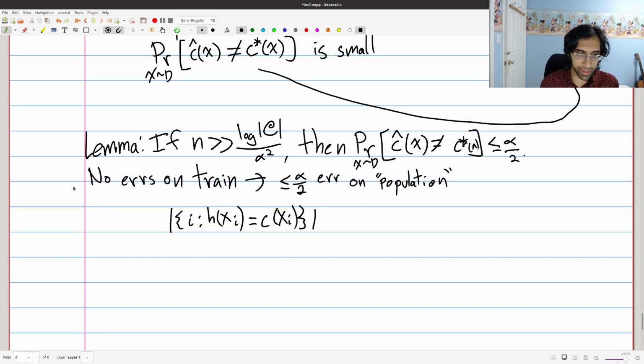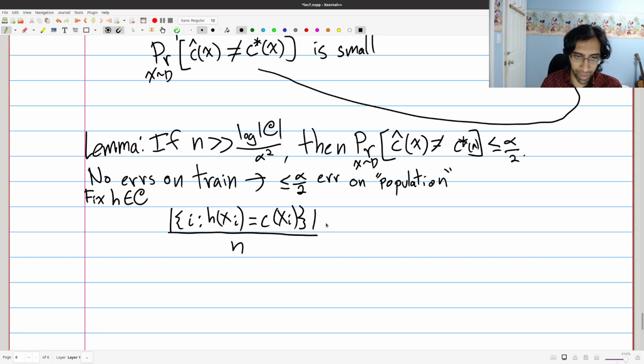Okay, sorry, let me say first, we're going to fix one specific H. Maybe it's not the perfect H, but we're going to fix some H in the concept class for now and see how well it does on the training data, and then see if we can infer anything about how well it does on the overall population. So what we have here is the fraction of errors it made on the training data.